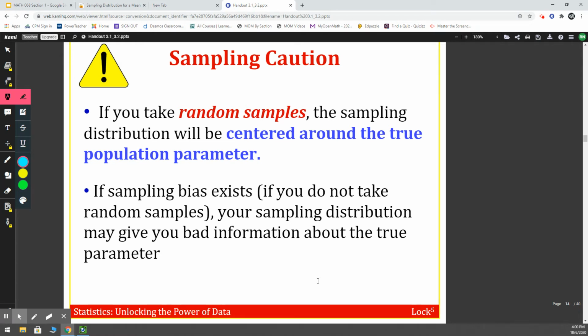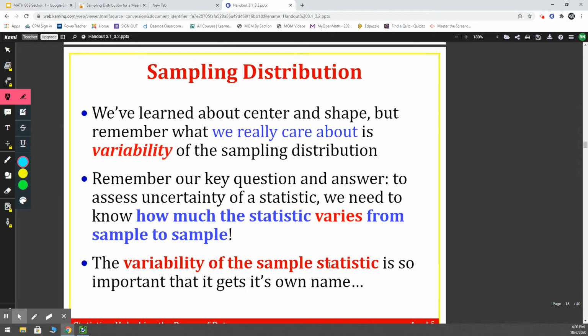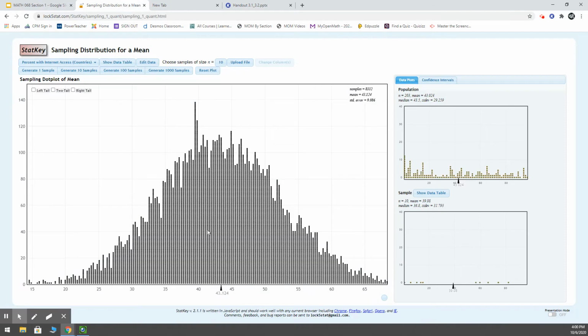If sampling bias exists, you do not take random samples. Your sampling distribution could be flawed. You could have bad information. We've learned about center and shape, but what we really care about is variability. Remember, the key question is if we need to know how much the statistic varies from sample to sample. And that's what I just showed you when we were here.